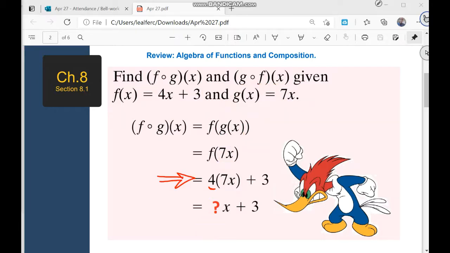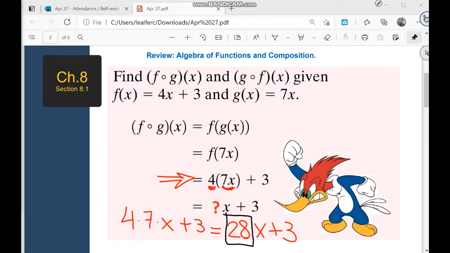So, this line, you have 4 times 7x. If you multiply 4 times 7x, you just have to get rid of the parentheses. 4 times 7 times x plus 3 is equal to 4 times 7, 28x plus 3. So the right answer, yes, is 28. 28 is the number that's missing. Thank you, Joillian. Perfect. Very good.